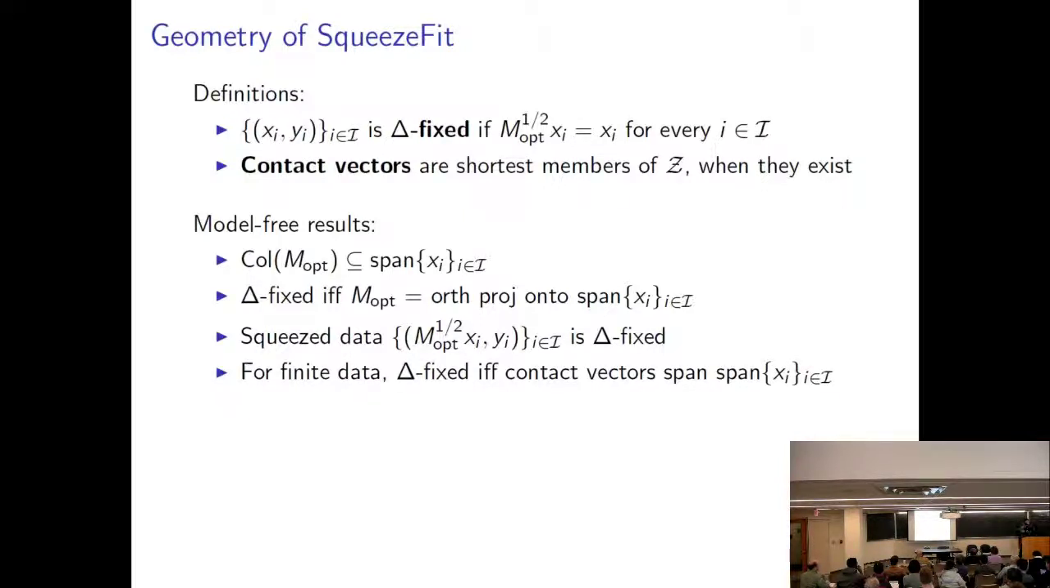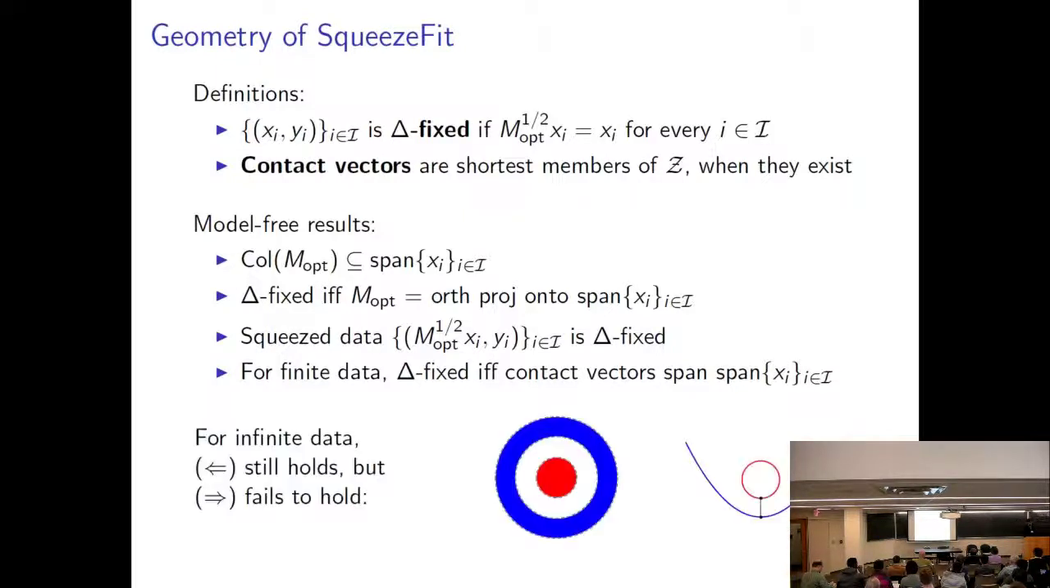For finite data, meaning for all the data you're ever going to deal with, your data is delta fixed if and only if the contact vectors do this nice geometric thing where they span your data. This isn't true for infinite data because you can do funny things, right? Take a limit, break something.